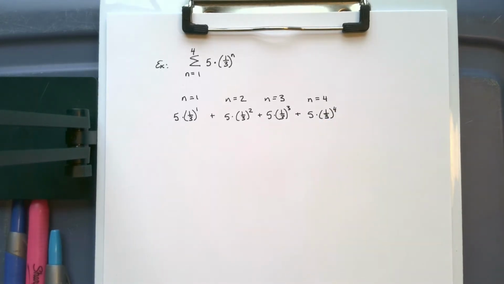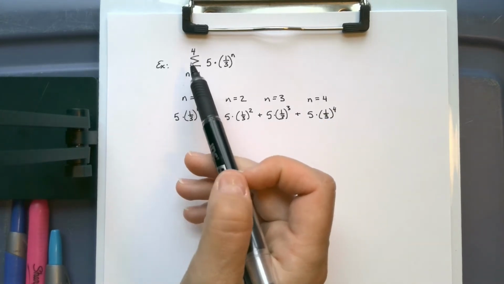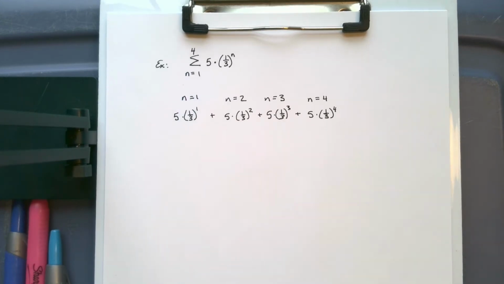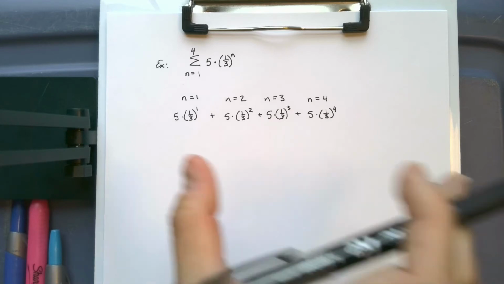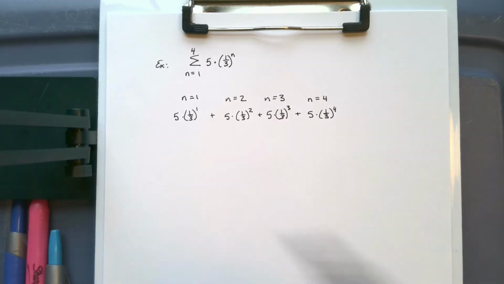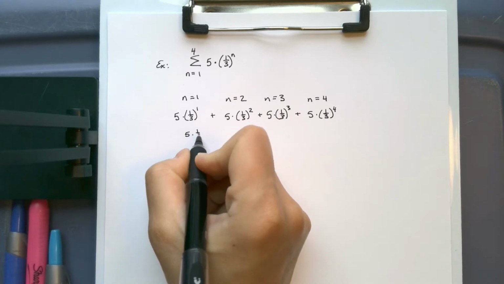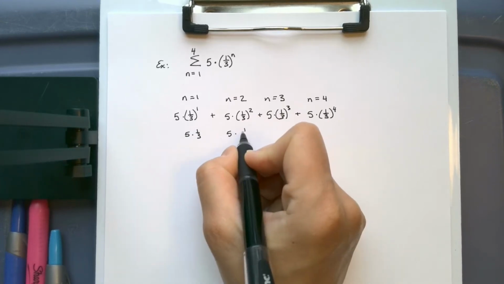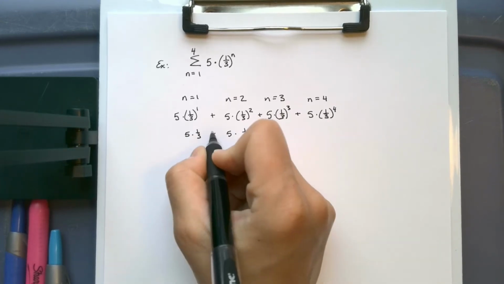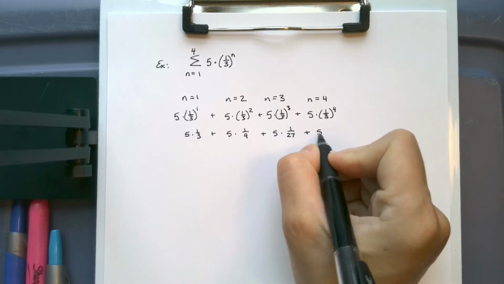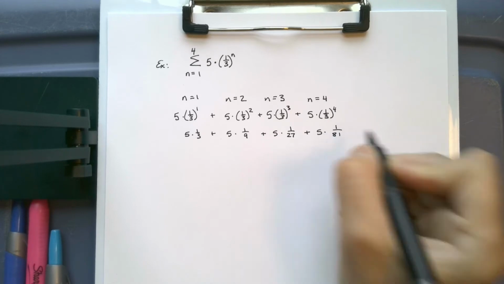Now, if I asked you to do this up to the 40th term, you would not have as much fun as writing out 4 terms as you would with 40. So, we're going to learn how to take this setup and build it into doing a much larger problem. When we look at this, we have 5 times 1/3, 5 times 1/9, 5 times 1/27, 5 times 1/81.